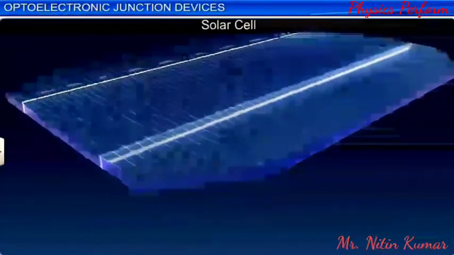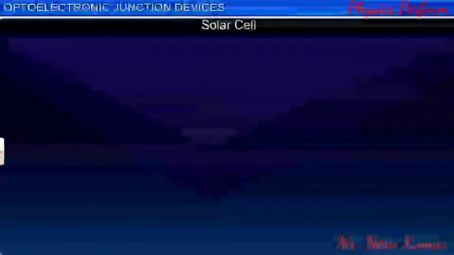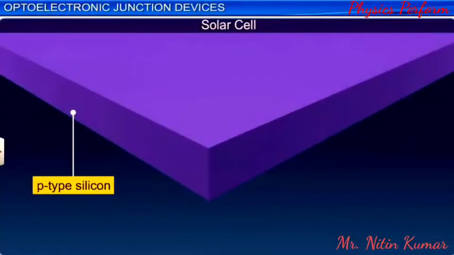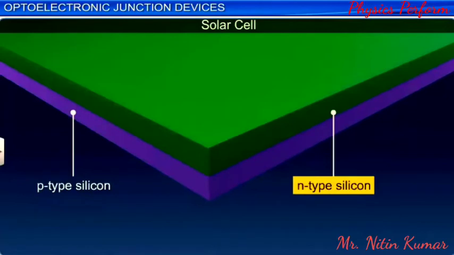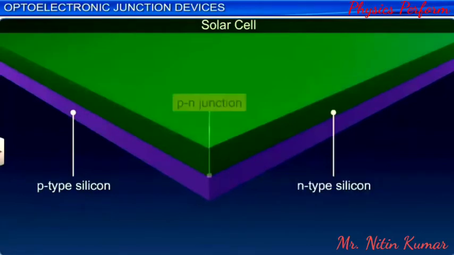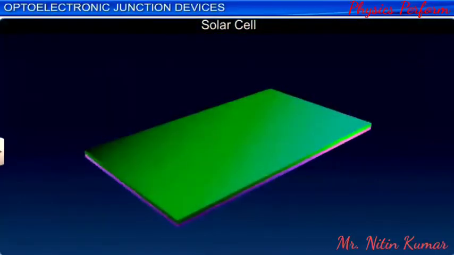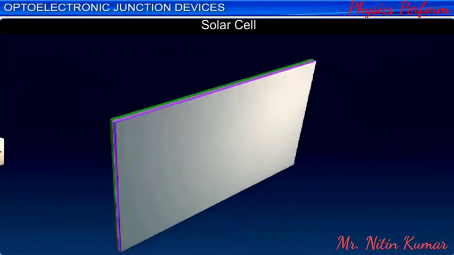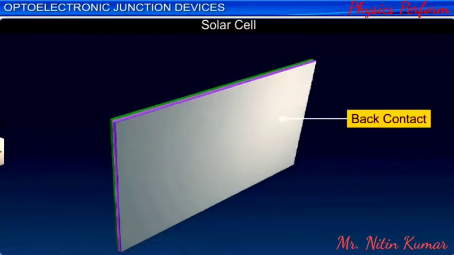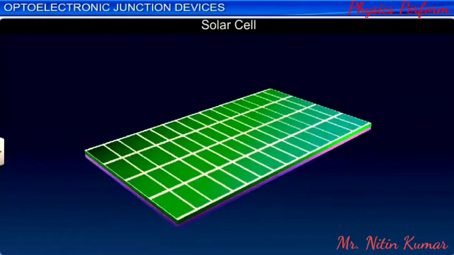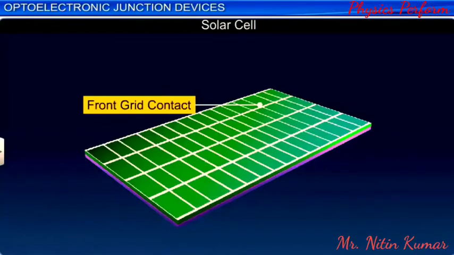A solar cell consists of a thin, flat wafer of P-type semiconductor on which a very thin layer of N-type semiconductor is grown to create a p-n junction with a large surface area. The back of the P side is coated with a metal to form a metallic back contact. The top of the N side is provided with a metallic grid contact that covers only a small percentage of the total exposed area of the cell.